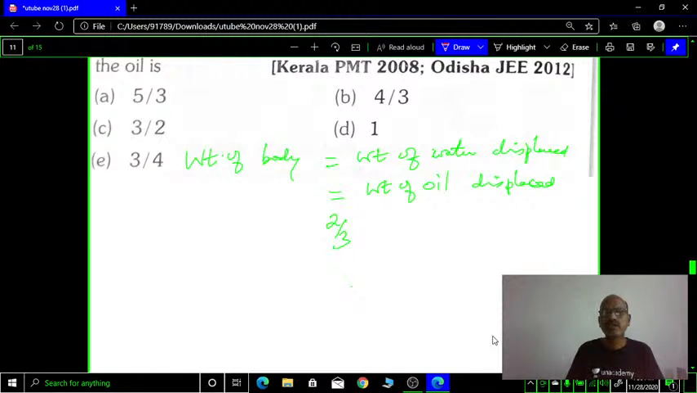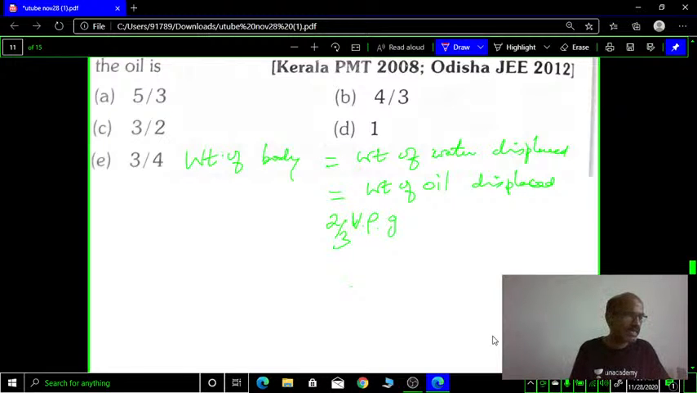Yes. 2/3 will be inside the water, right? 1/3 is above. Then you can go ahead now. How much portion is inside? 2/3. Its volume into density into g, right?